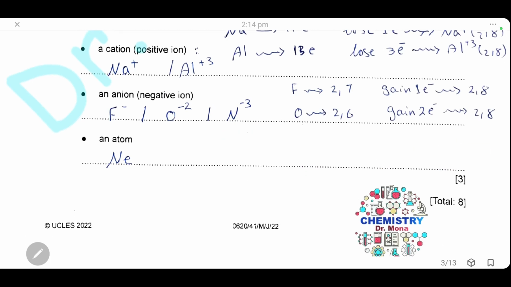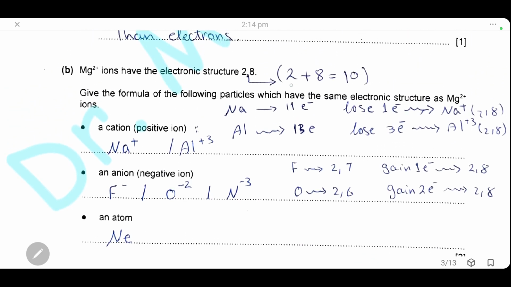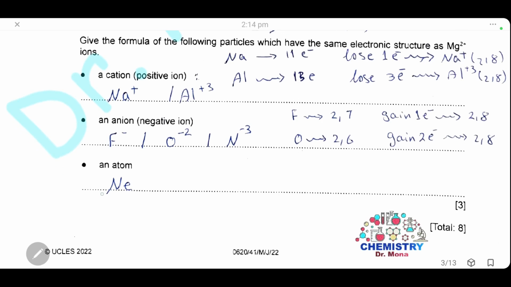Then we want an atom which has the same electronic configuration as the magnesium ion, 2,8, which is the nearest noble gas to magnesium. It has 10 electrons in total, distributed as 2,8.